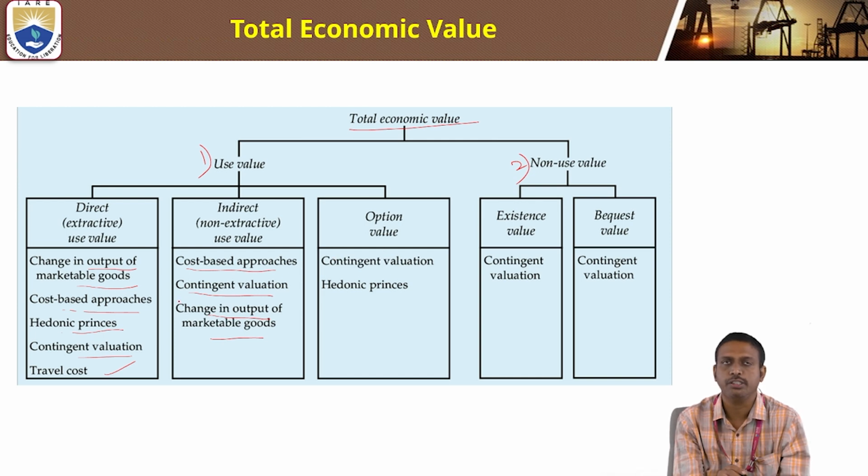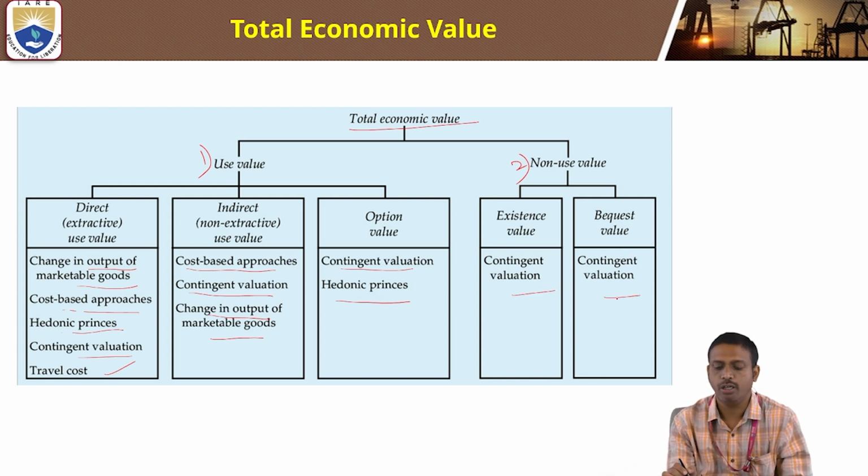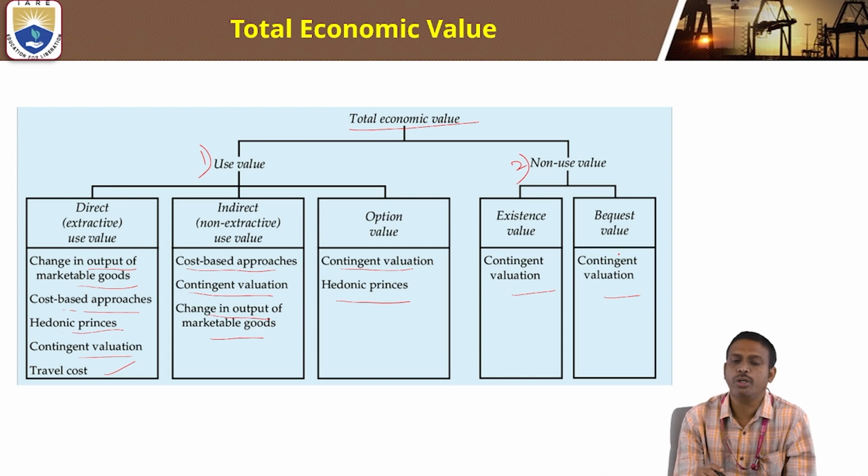The direct values: change in output of marketable goods, cost-based approaches, hedonic prices, contingent valuation, travel cost. The indirect values: cost-based approaches, contingent valuation, change in output of marketable goods. Option value: contingent valuation, hedonic prices. Existence value and bequest value: contingent valuation. These make up total economic value.